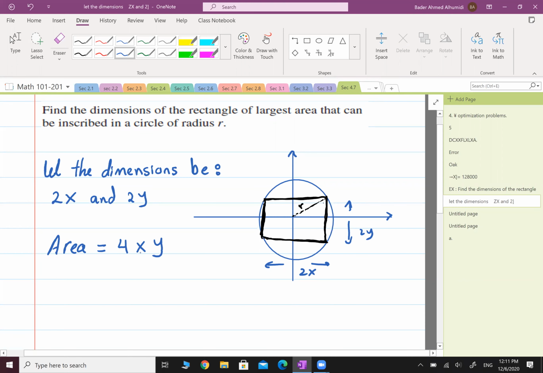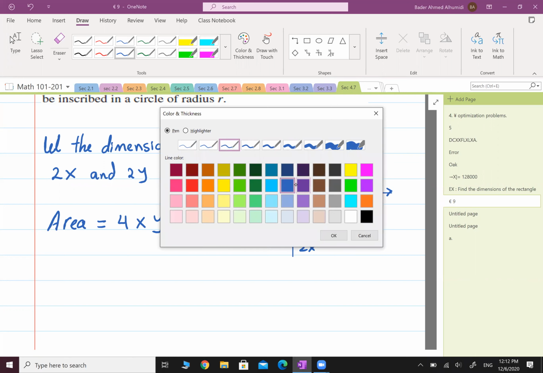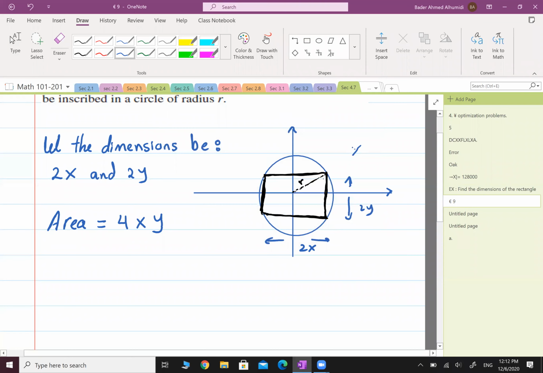Now, what is the relationship between x and y? Who can tell me? Okay, Badr, yes. What will be the relationship between x and y? Pythagoras. X squared plus y squared. Yeah, this is one way. It is x squared plus y squared equal to r squared.